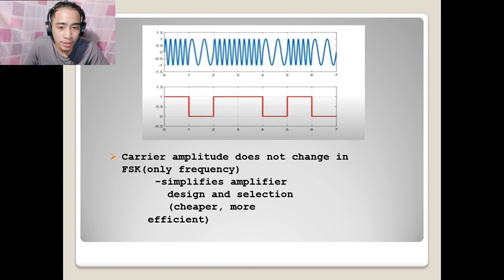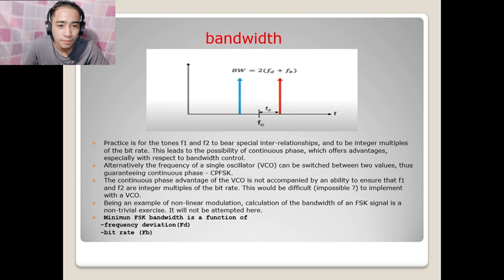Carrier amplitude does not change in FSK, only frequencies. This simplifies amplifier design and selection, making it cheaper and more efficient.